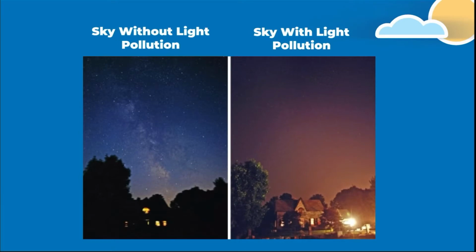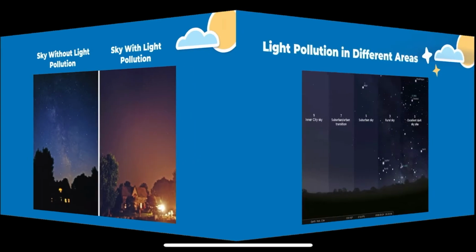In this picture, you can see the difference between what the sky looks like with light pollution and without light pollution. On the left side of the picture is what it looks like without light pollution. As you can tell, you can see the stars in the sky, while on the right side of the picture, when the lights are on, you can't see any stars in the sky.